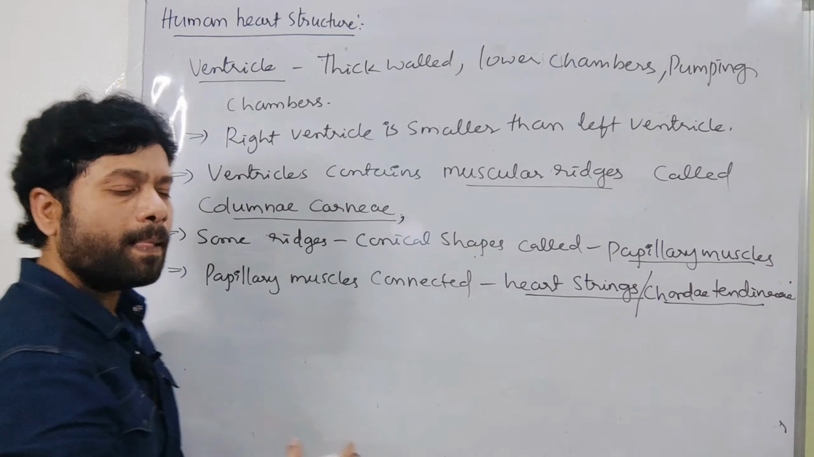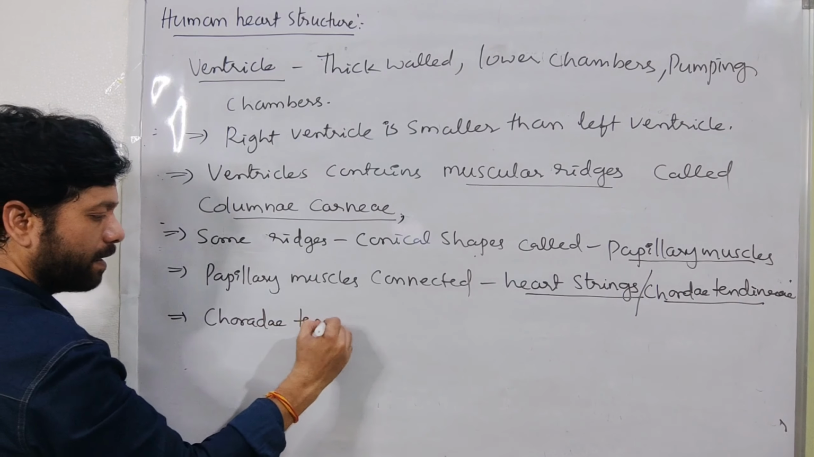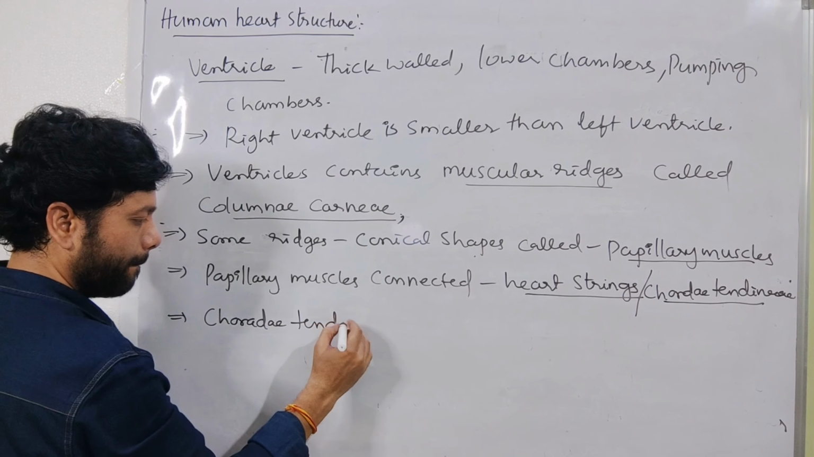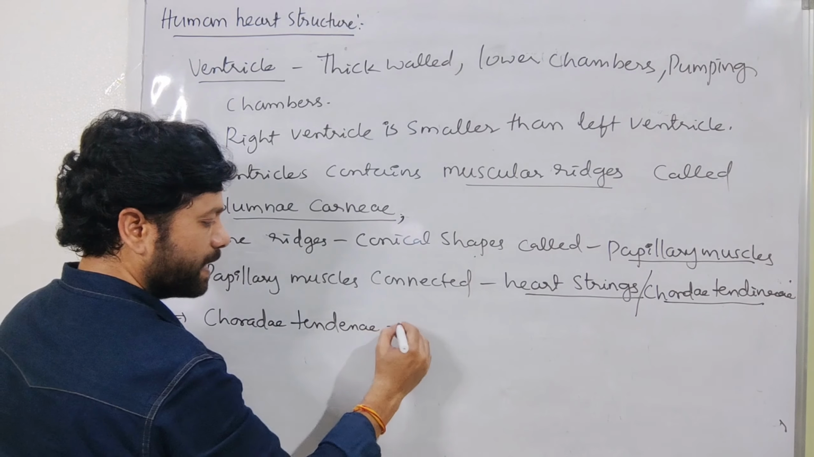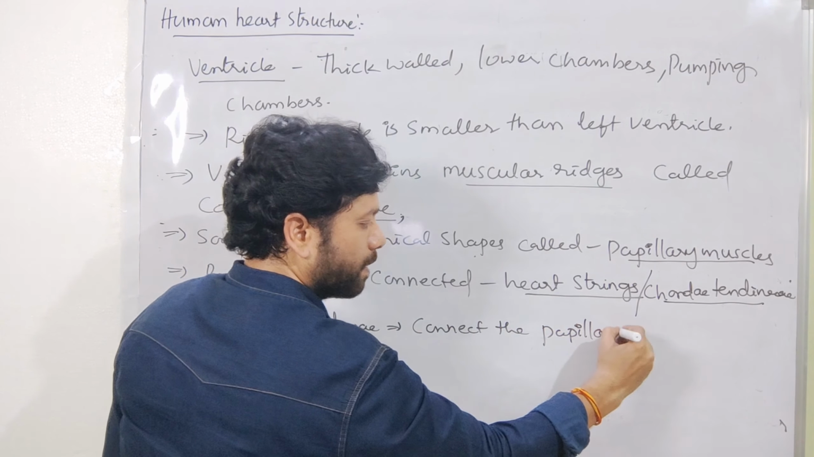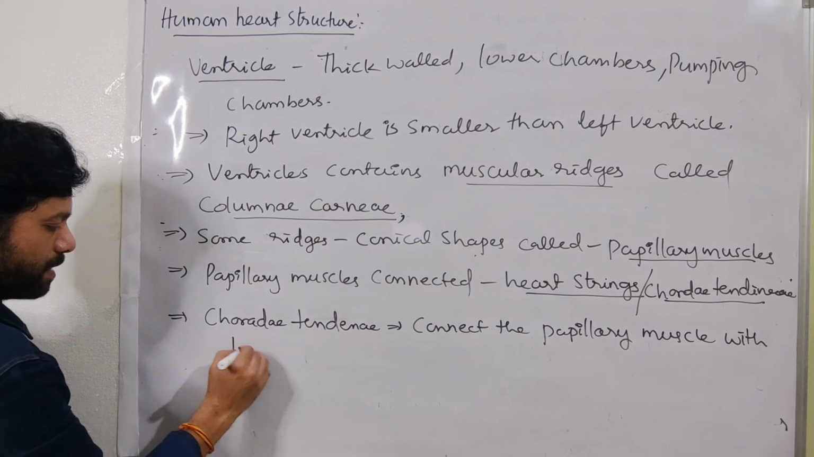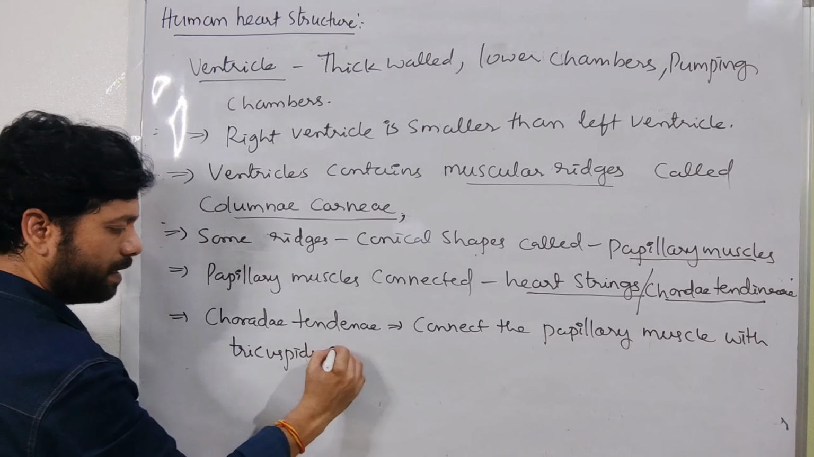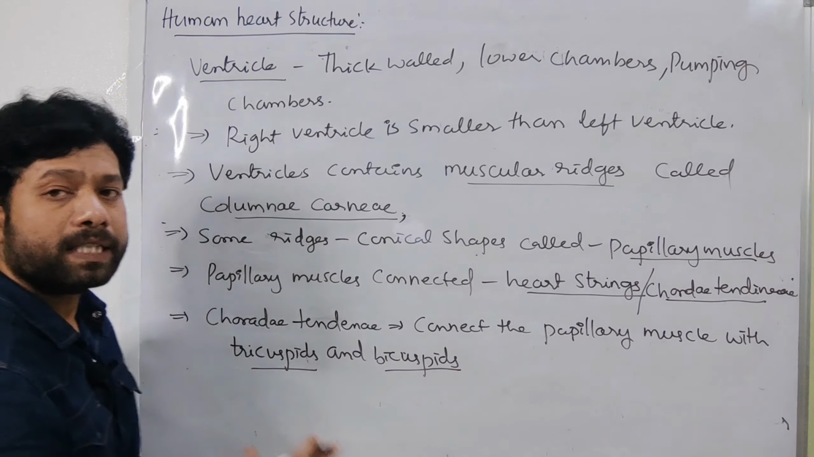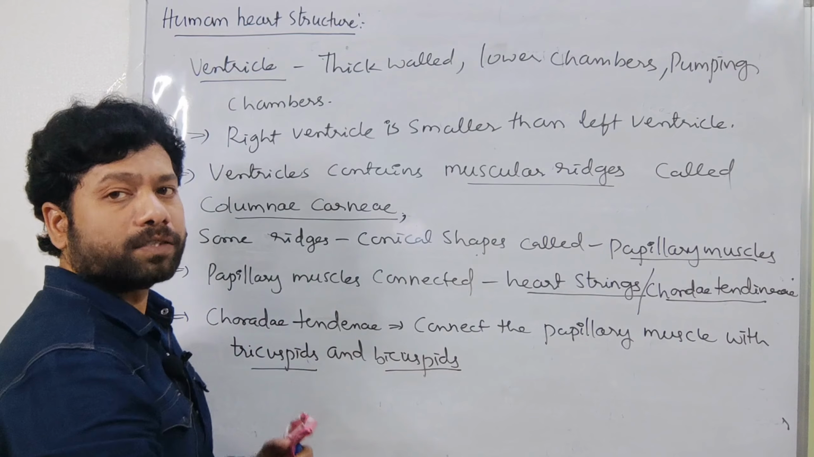Okay, heartstrings. So it is a connect the walls. So chorda tendinae it is a connect the papillary muscles with tricuspids and bicuspids. Okay, tricuspid and bicuspid. What is here? Hold the position of the that walls. So during the contraction and relaxation, it prevent the bulging. So it is the keeping the that place.